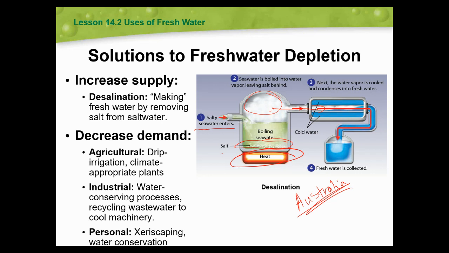So for agricultural, you can do drip irrigation. You can only grow climate appropriate plants. Some of those other things you guys talked about, you can use soil moisture sensors. You can change how you are growing plants and how you're messing with the soil in order to decrease erosion, which will increase your efficiency of your watering, of your irrigation. In industrial, you can use water conserving processes. So you can recycle the wastewater from one part of your process to cool machinery in another part of the process. So lots of possibilities.